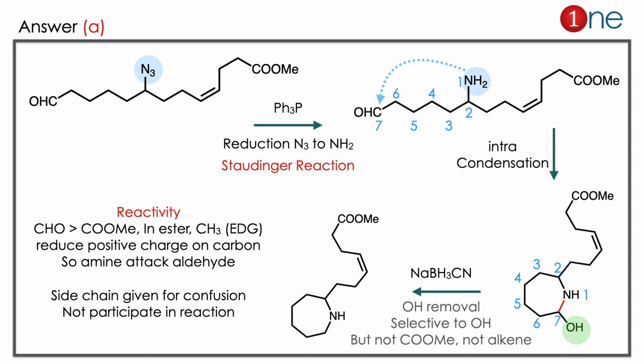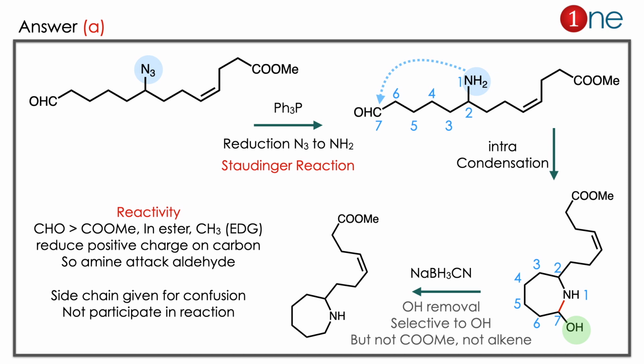The next step, you are using the reducing agent. The reducing agent is very selective because it will remove the OH, not the CO2Me. Because it's a mild reducing agent, it only removes the alcohol there. You have finally a 7-member system with nitrogen, a heterocyclic system. Other groups are untouched. Here the side chain is given for confusion, particularly because of the selectivity. Here there is no participation of the side chain.